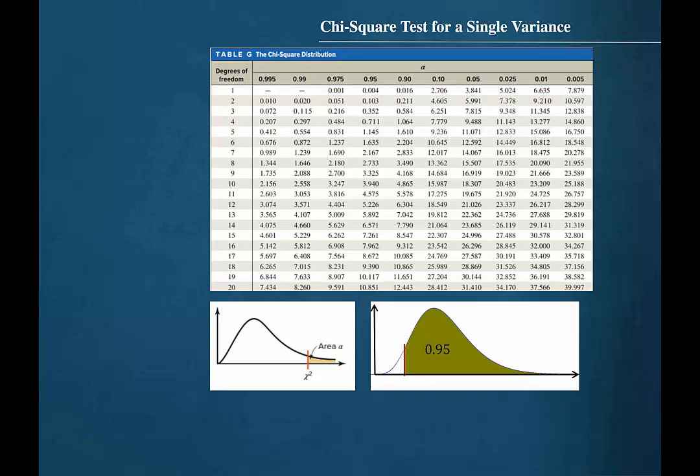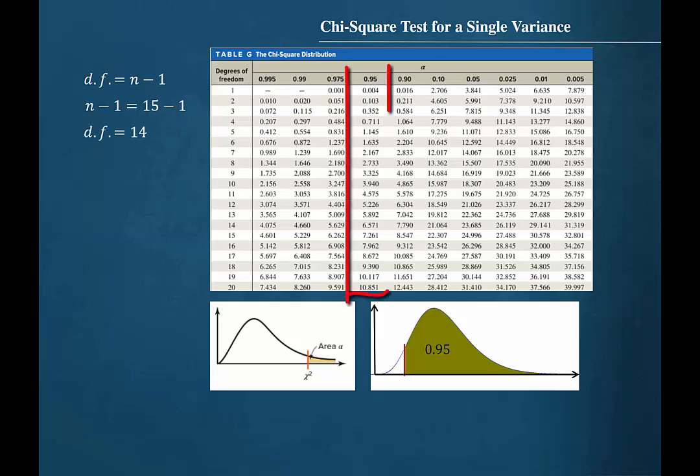Since this is a left-tailed test with a level of significance of 0.05, we will find 95% or 0.95 of the distribution to the right of the chi-square critical value. The number of degrees of freedom for this test is one less than the sample size. Our sample size is 15, so we have 14 degrees of freedom.